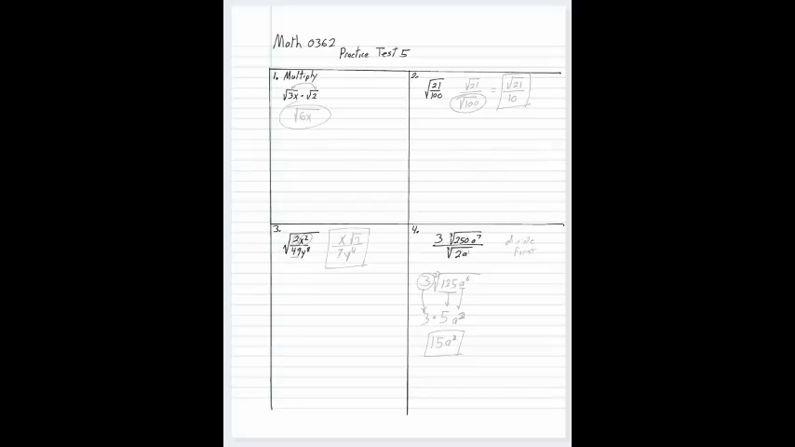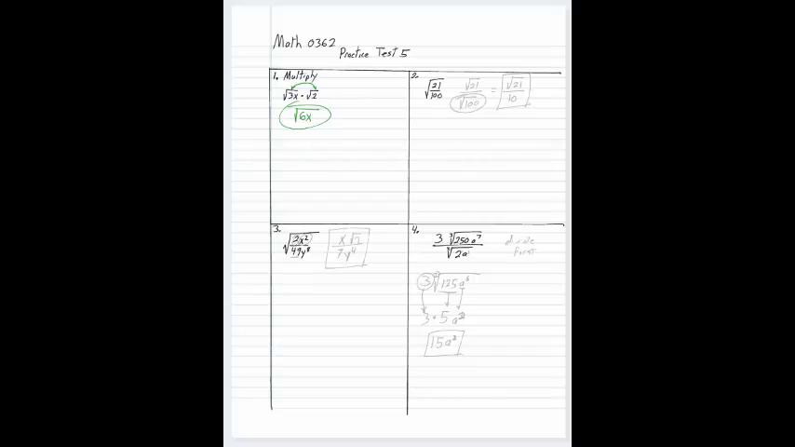So, the first question wants us to multiply square root 3x times square root 2. And really, we would just multiply 3 and 2. So this will be square root of 6x. And that's it.